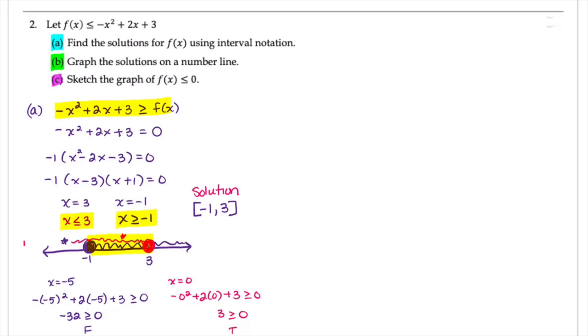Part B, I already did. I sketched it on my number line. And now part C, we want to sketch the graph of f of x is less than or equal to 0. So to sketch this quadratic, we are still going to need all of the main things we need for a regular quadratic. I am going to need the roots, the y-int, the axis of symmetry, and the vertex.